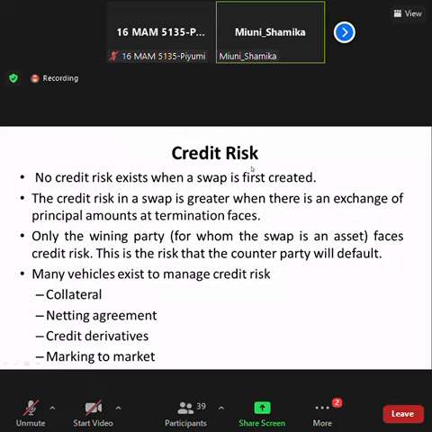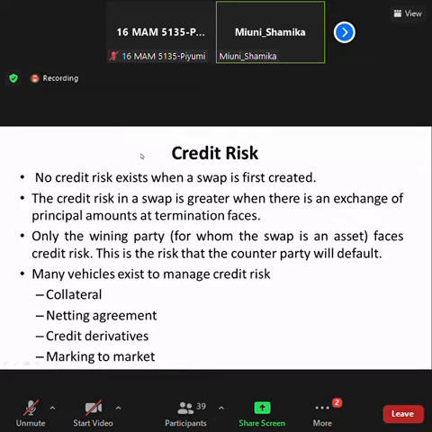Yes, they will sell the house and compensate for their loss, right? So collateral is something like a guarantee. For swaps also, to mitigate or to manage the credit risk, you can use collaterals. Then netting agreement. Does anyone have any idea what is a netting agreement?